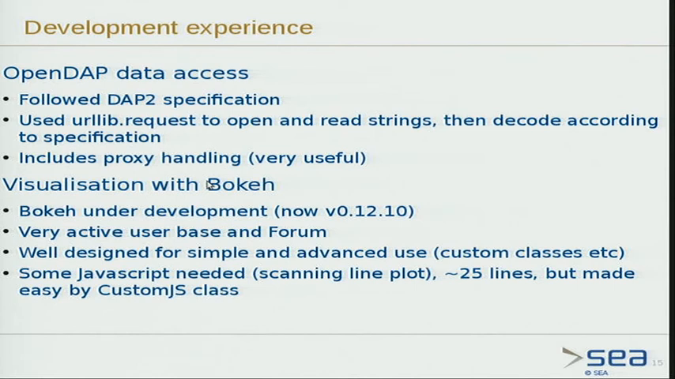Briefly, I'll just cover the development experience itself. In terms of developing the data access client for OpenDAP, there was a specification to follow, and I found the Python standard urllib library did everything I needed. So it was just a question of reading strings and decoding them according to spec. That was really quite easy to do. It also included proxy handling, which is useful because most corporations, I'm sure you know, run proxy servers, so you have to be able to get through that to get to the internet.